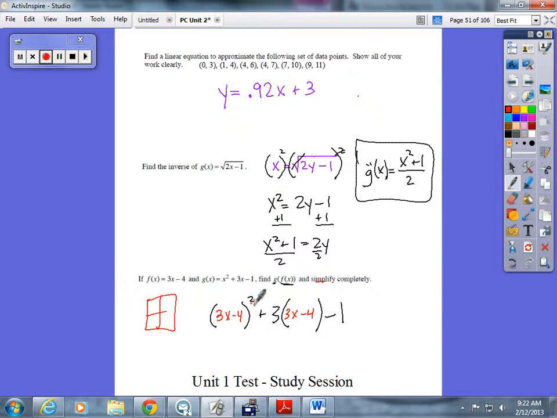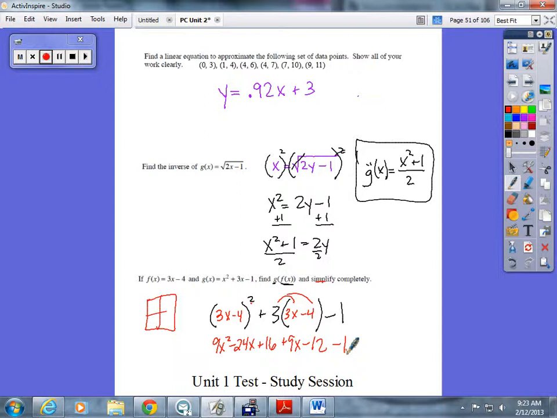So 3x squared is 9x squared. Double the product. The product here is negative 12, so doubling that would be negative 24x. Square the last number, which would be positive 16. Distributive property here. So that's 9x minus 12 and then minus 1.